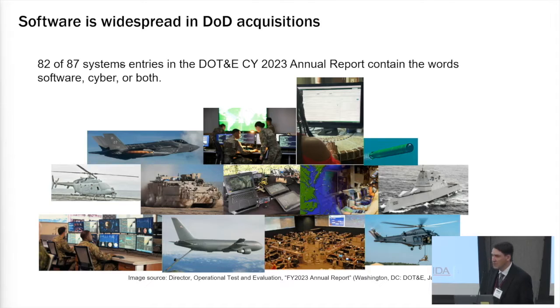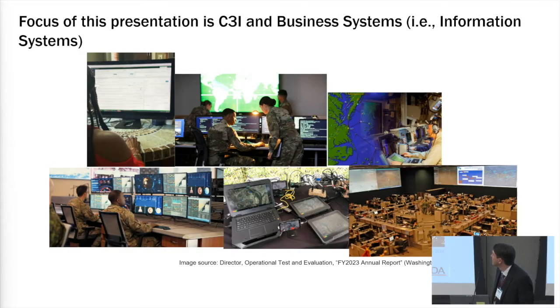They range from planes to torpedoes to ships to tracked vehicles to laptops out in expeditionary environments and to command centers in fixed sites across the globe. So to scope this talk, it's going to be on these C3I and business systems, what you could lump together as information systems. The commonality that differentiates them from, say, a tank or a ship with software is that these are primarily software.